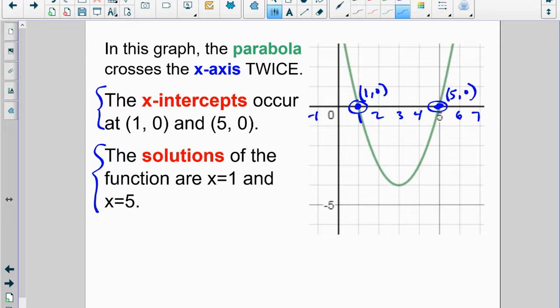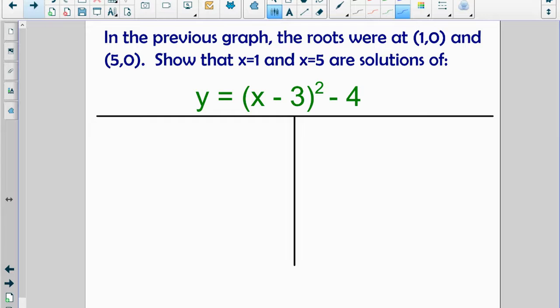So the x-intercepts are the points on the graph. The values that are the solutions to the equation, though, are x equals 1 and x equals 5. But you see the relationship between the x-intercepts and the solutions? In that previous graph, we were actually showing the parabola for y equals (x minus 3) squared minus 4. So what we're going to do here is show that x equals 1 is a solution and that x equals 5 is a solution.